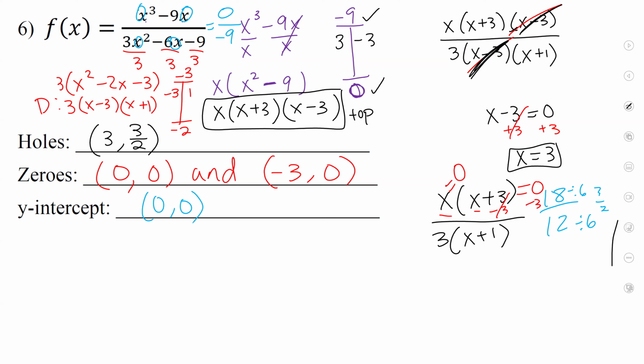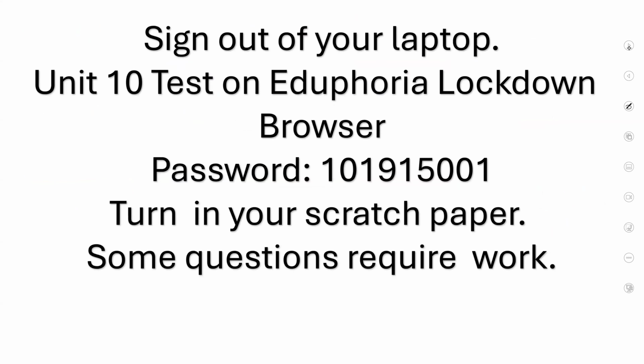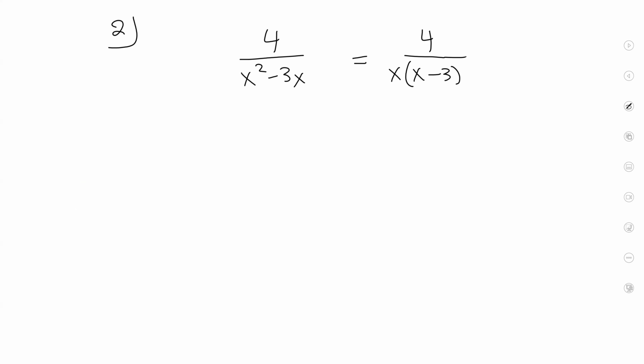All right, flip over to the next page. I just want to show you how some of these will be very quick. Some will be really quick. So let's look at this. This is number 2. You get 4 over x squared minus 3x. Guys, even if you factored this, it'll look like this. They can both be divided by x. Does anything cancel out? Okay, so for holes, nothing cancels, so you'll put none.